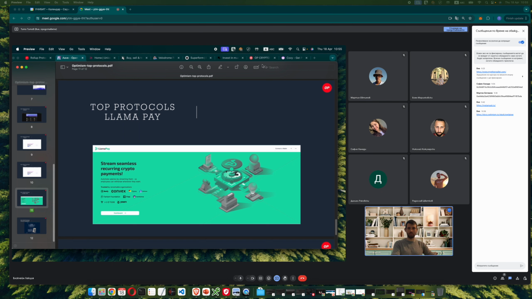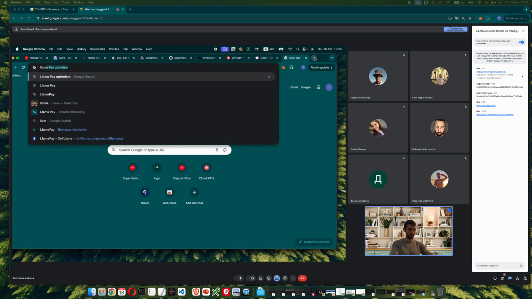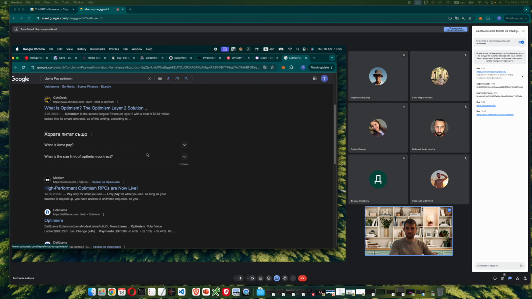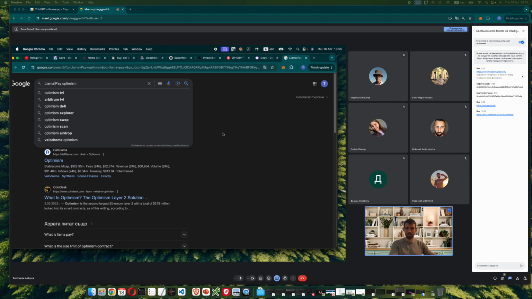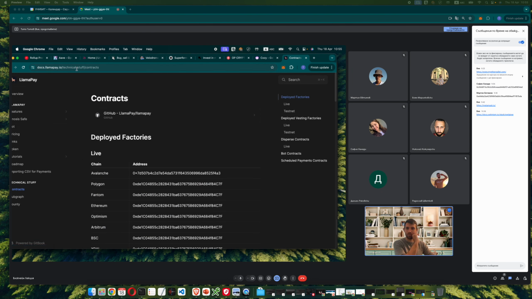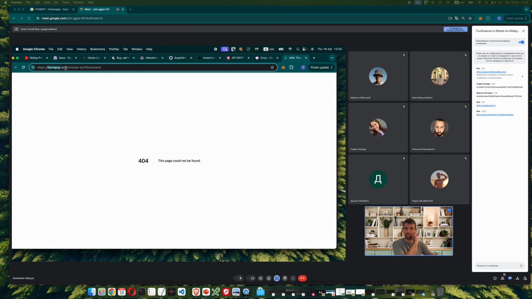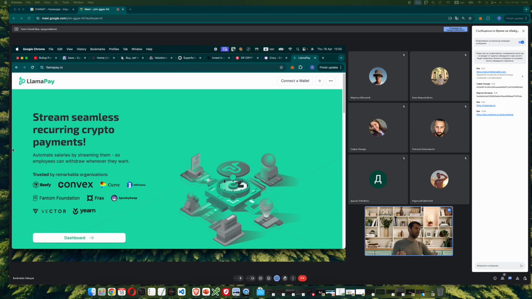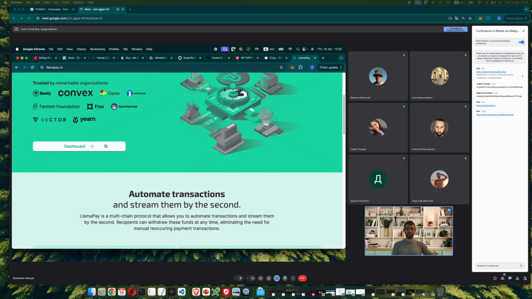Yeah, this Llama Pay is also a cool protocol. The idea is that you can stream money payments like salaries. For example, if we come here, I guess it should be this one. So if you come here, for example, you have an employee that is working for you, and rather than giving him the salary once a month, you can create a money stream.